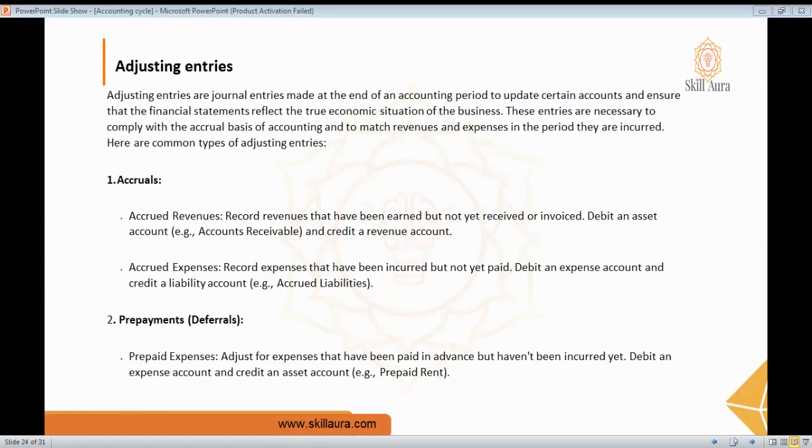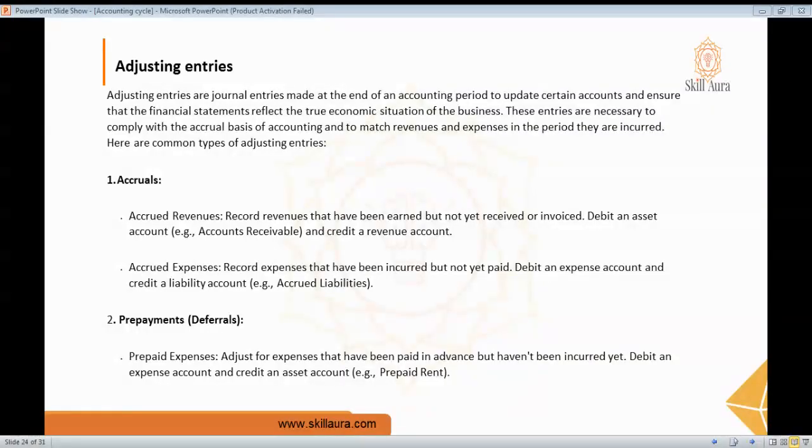The next topic is adjusting entries. Adjusting entries are journal entries made at the end of the accounting period to update certain accounts and ensure that the financial statements reflect the true economic situation of the business. These entries are necessary for complying with the accrual basis, as opposed to the cash basis of accounting, and to match the revenue and expenses in the period they are incurred. There are common types of adjusting entries.